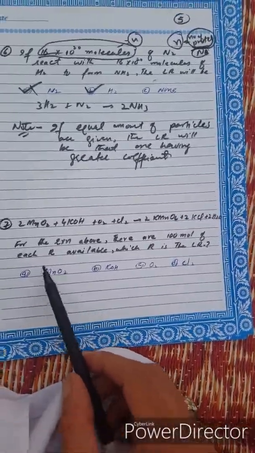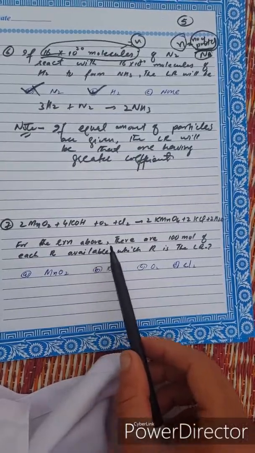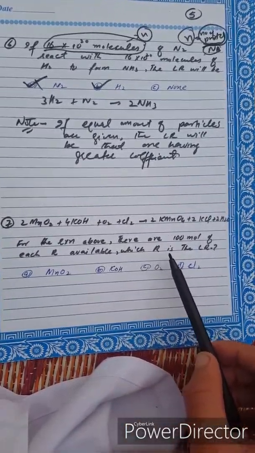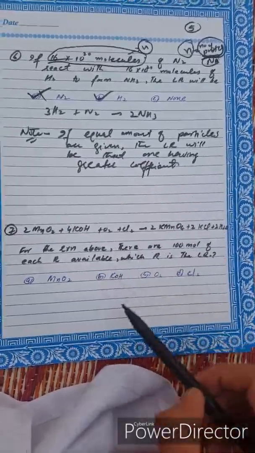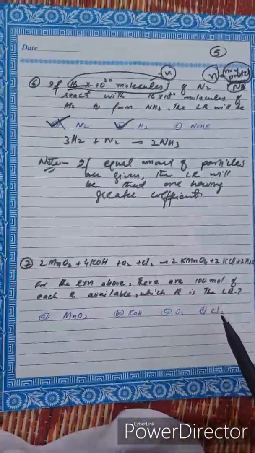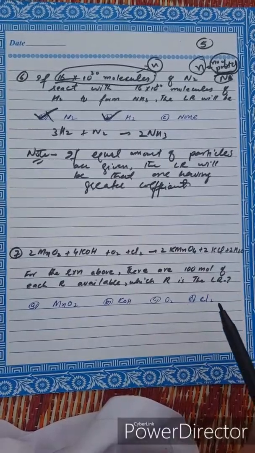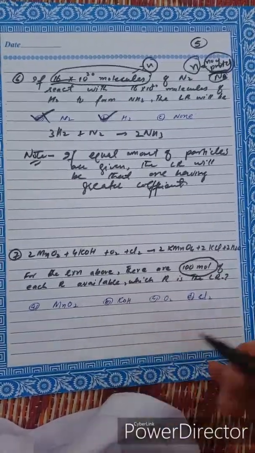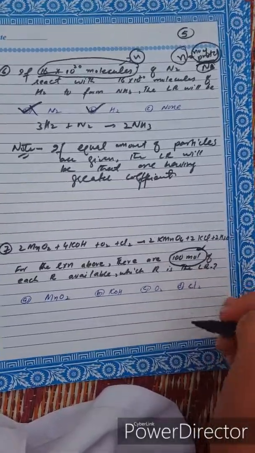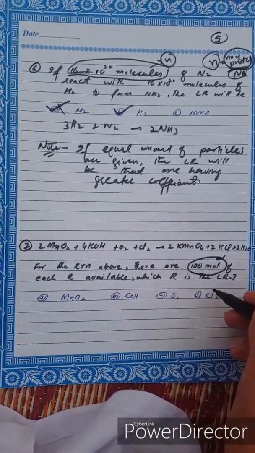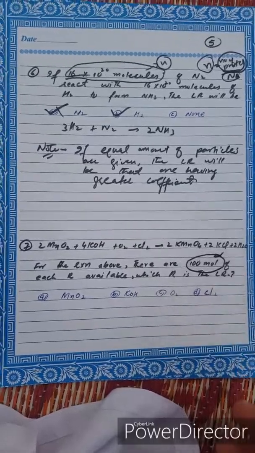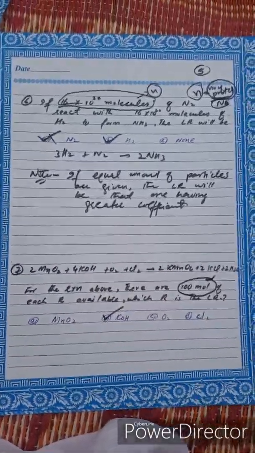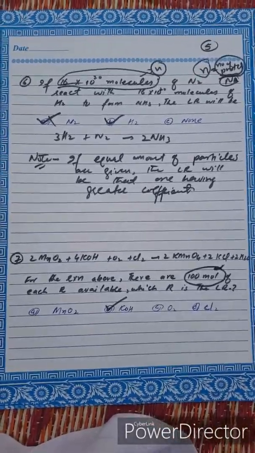Now the question is, for the above reaction, there are 100 moles of each reactant available. Which reactant is the limiting reagent? Obviously we solve problems like this: here again an equal number of moles is given, so the limiting reagent will be the reactant having the greater coefficient. So obviously potassium hydroxide will be the limiting reagent because it has the greater coefficient.